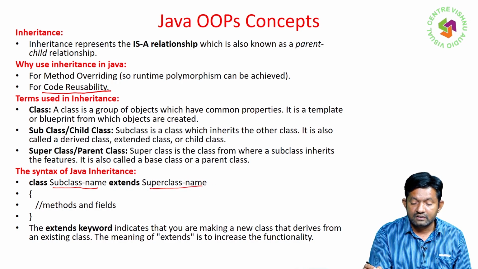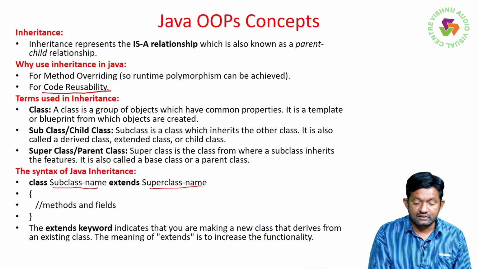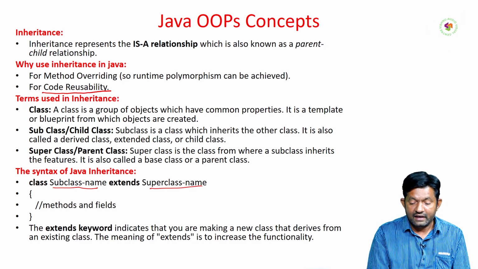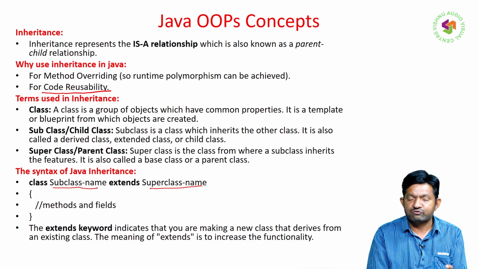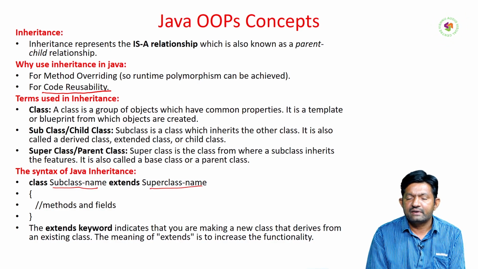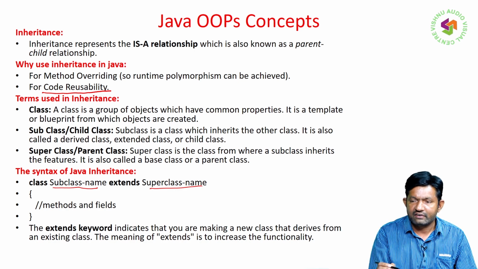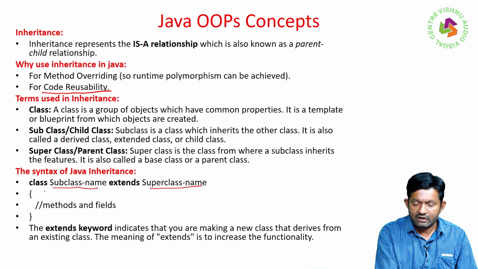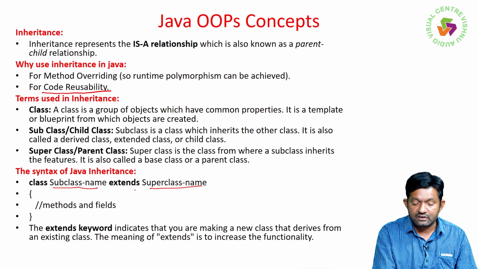Extends is the keyword and superclass name. Class is the keyword, extends is the keyword. Java has 48 keywords, and a keyword is inbuilt, that is, it has a special meaning and purpose to write any Java programs. The total 48 keywords are available. So class is one of the keywords and extends is the keyword.